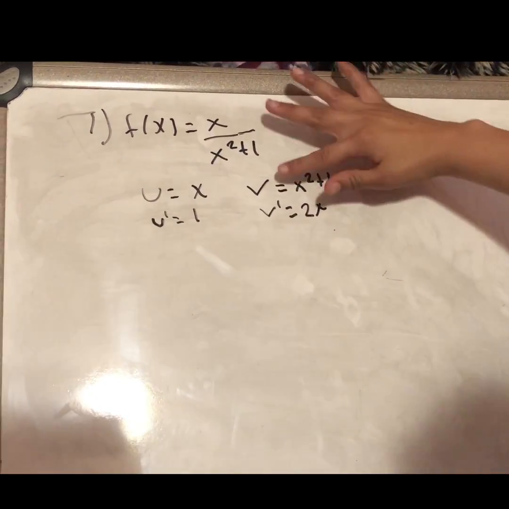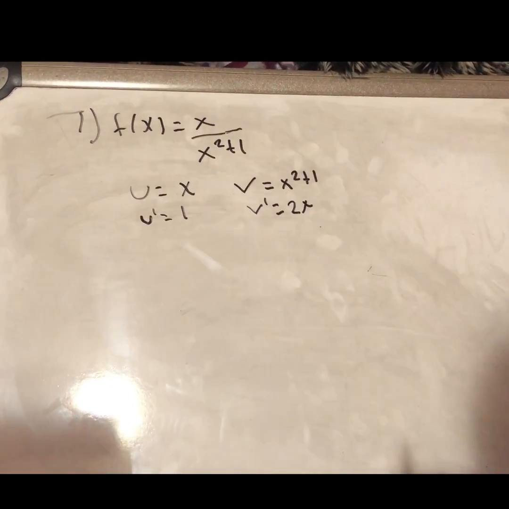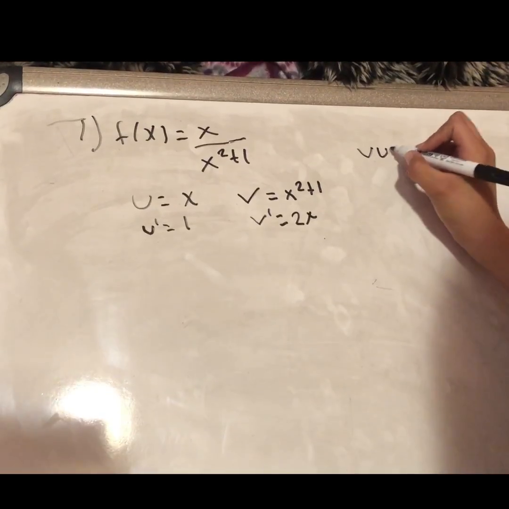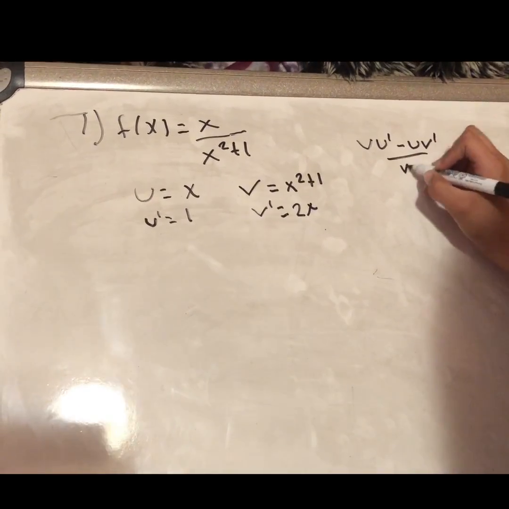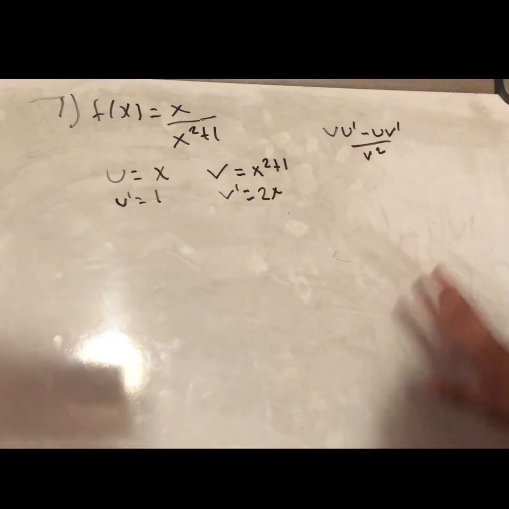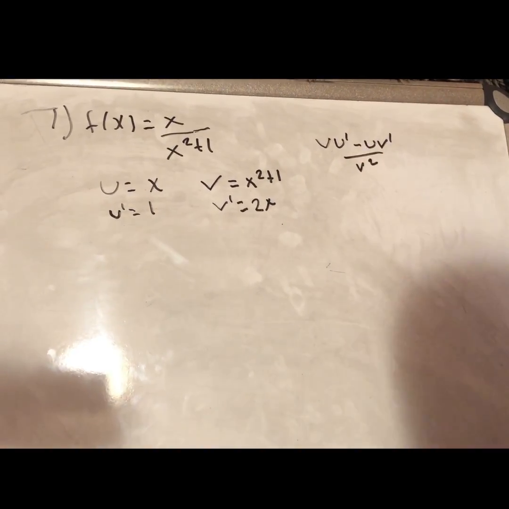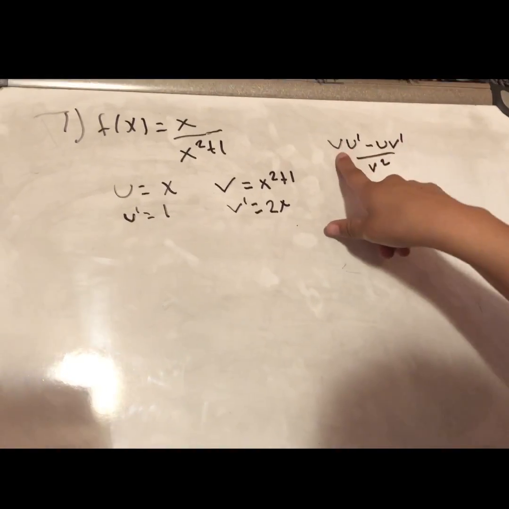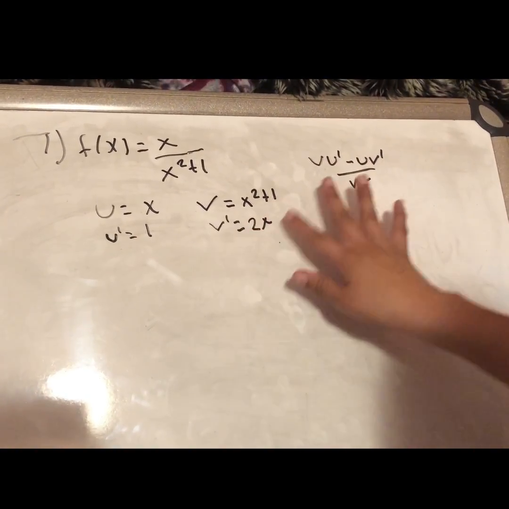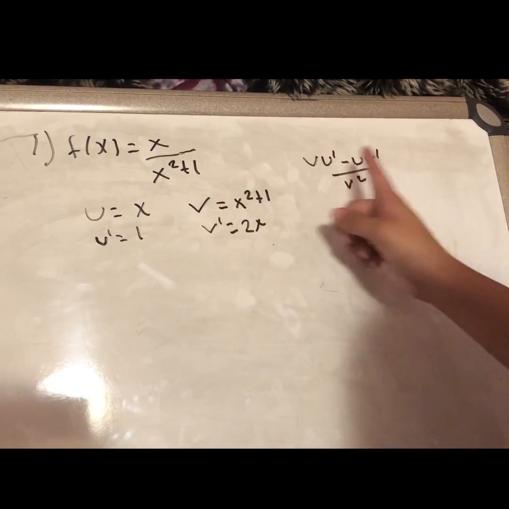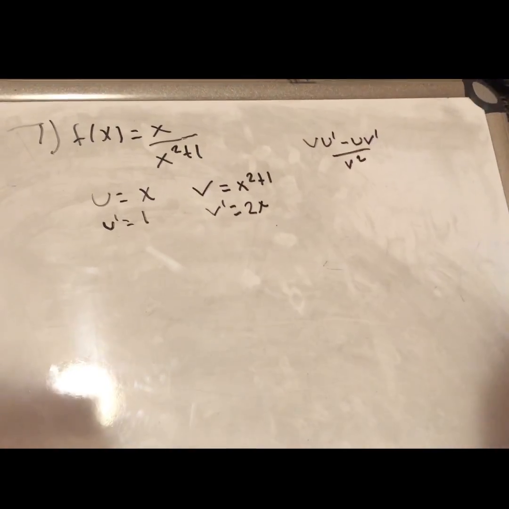Okay, so now since we're dividing, we're going to use the quotient rule, which is v u prime minus u v prime over v squared. Since you're pretty much doing the same thing, you're just plugging in the v. So the v would be x squared plus 1, and the u prime would be 1, but you don't even have to put the 1 since you already know it's just gonna be this, and so on and so forth.